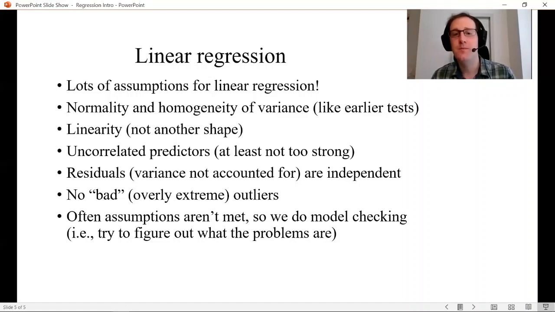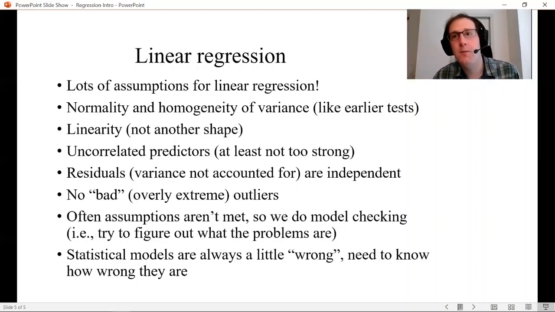If these assumptions are not met, usually what we're doing is checking the model to see what violations of the assumptions there are, and if there are, how bad they are. And then maybe we want to run a different type of analysis, or maybe we want to run the analyses a couple of different ways and inform the reader of any potential violations of assumptions.